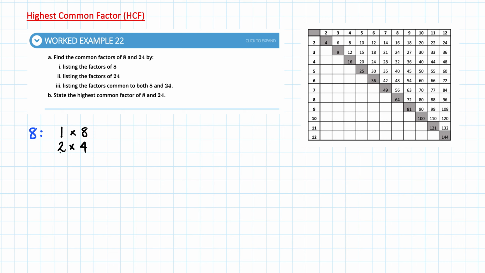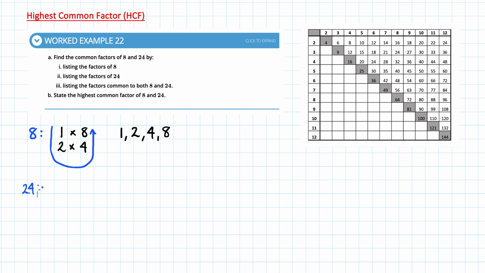Now I go to the next one, 3. Can I divide 8 by 3? No, I can't. And then the next one is 4. That means that I have finished. Agree? I have all my pairs here. So we're going to list them. How do we list the factors? We go 1, 2, 4, and 8. Wonderful.